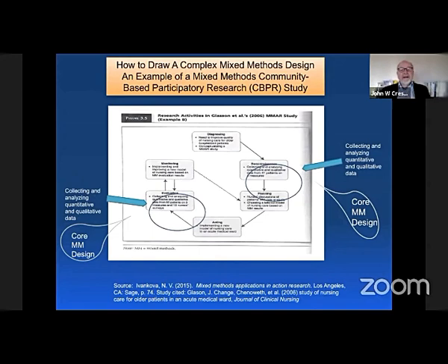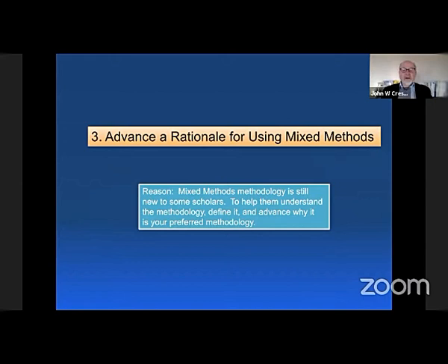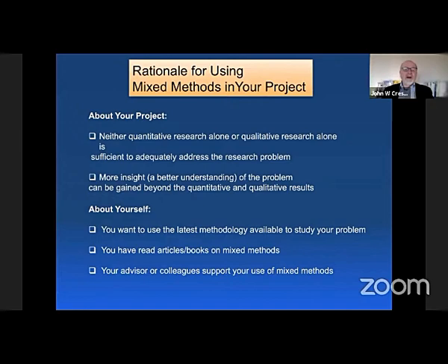Okay, now let me move on to the third one here. Advance a rationale for why you're using mixed methods research. You know, mixed methods is still new and people need to understand why you're using it. I think the reasons that you can write into your project relate to the specific project and a little bit about yourself. So about the project, one reason for using mixed methods is that neither quantitative research nor qualitative research alone is sufficient to adequately address the research problem. And by combining these two databases, you can get more insight into the problem beyond the quantitative and qualitative results. You could use these two rationales in your project. Feel free to borrow exactly what I've said here.